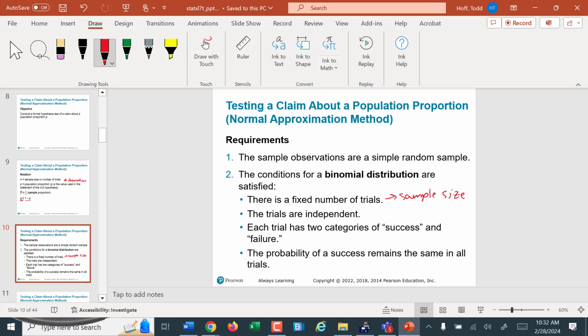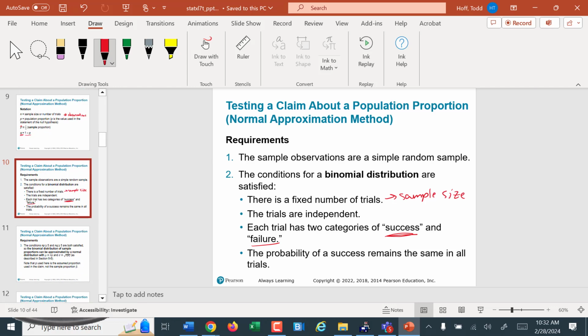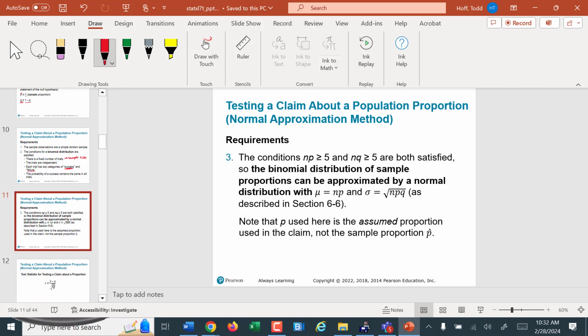We're not going to keep gathering data until we get some conclusion to work out. The trials are all independent, so each item is independent. Whether one item has the characteristic or not does not affect whether the next one does. There are two categories, success or failure. Success, either they have the characteristic, or failure, they do not have it. And that probability stays the same from one item to the next.